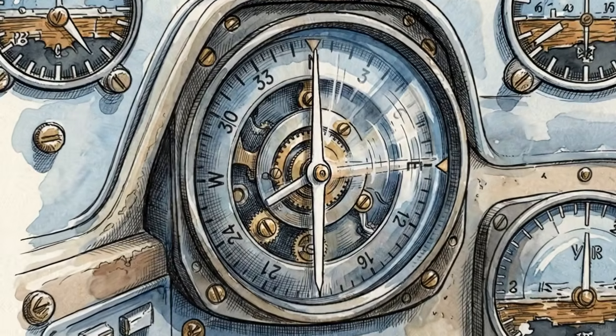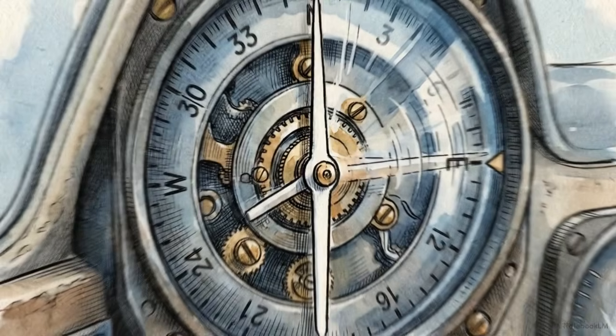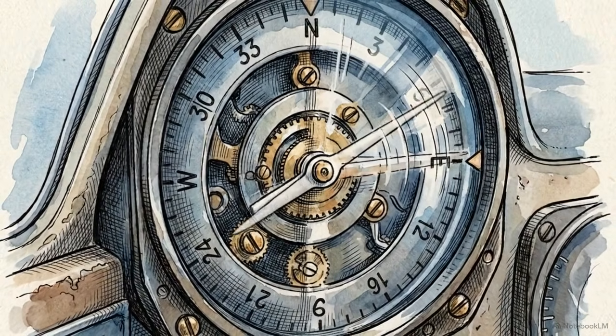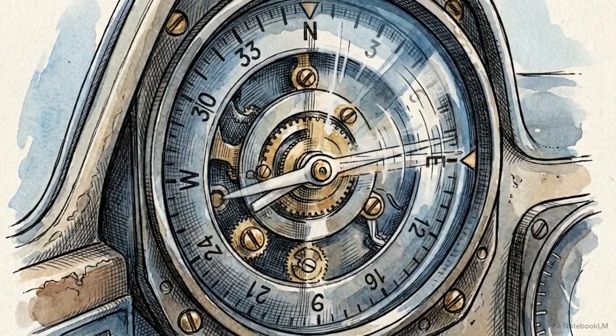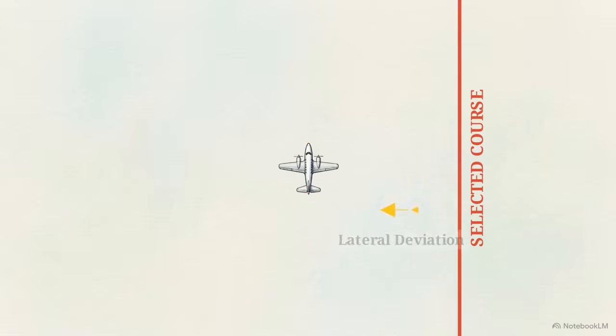Most VOR navigation mistakes stem from one single assumption. Students believe the course deviation indicator is showing them the aircraft's heading. It does not. The needle is blind to where the nose of your plane is pointing. It only shows where your selected course is physically located.